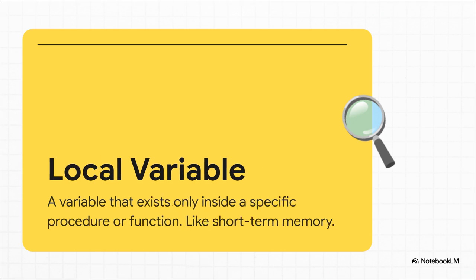whenever it needs to. On the flip side, you have local variables. These are like the program's short-term memory. A local variable is created just for one single task, inside one single procedure or function. As soon as that job is done, that variable and whatever information it was holding, poof, it just disappears. It's temporary storage for one job and one job only.